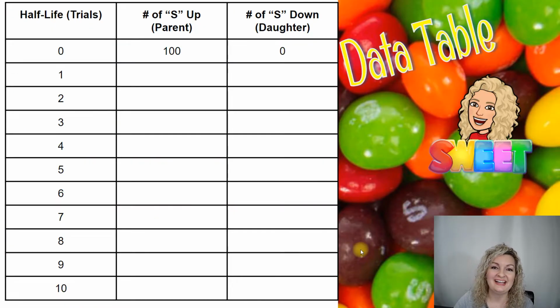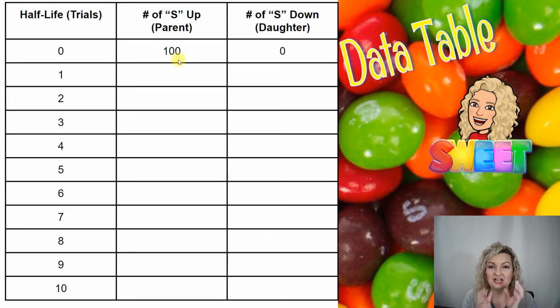I need you to go ahead and set up this data table. You're going to do half-life trials, starting at 0, and we're going to have 100 Skittles facing with the S up. You know how they have the S on one side and they're plain on the other. So the S up. And those are going to be representative of our radioactive isotope.